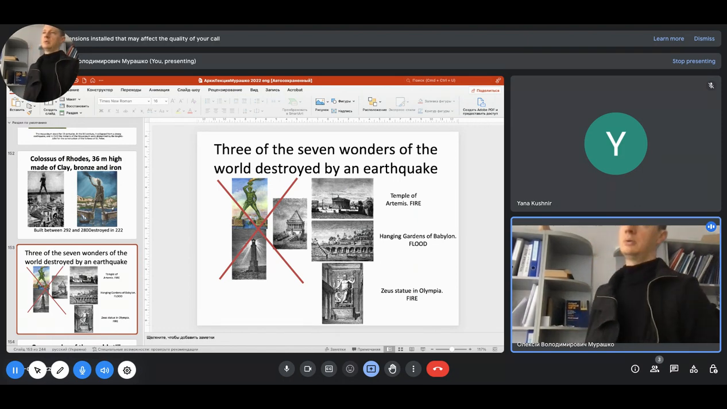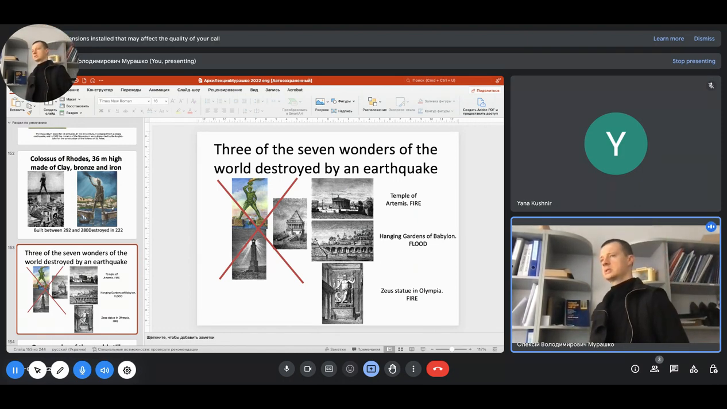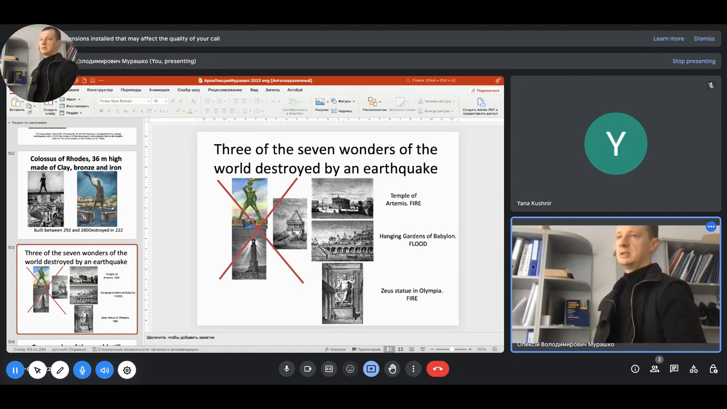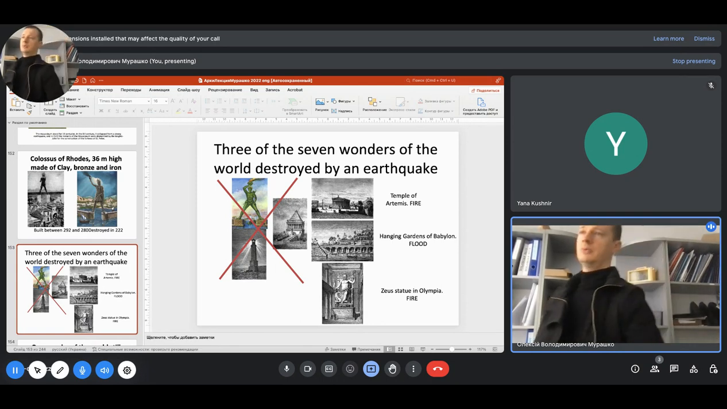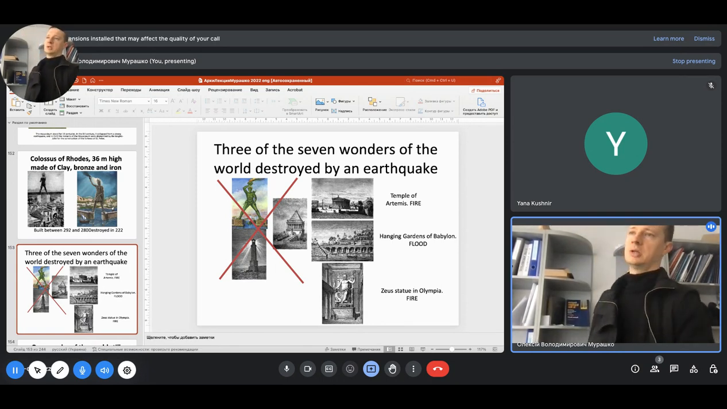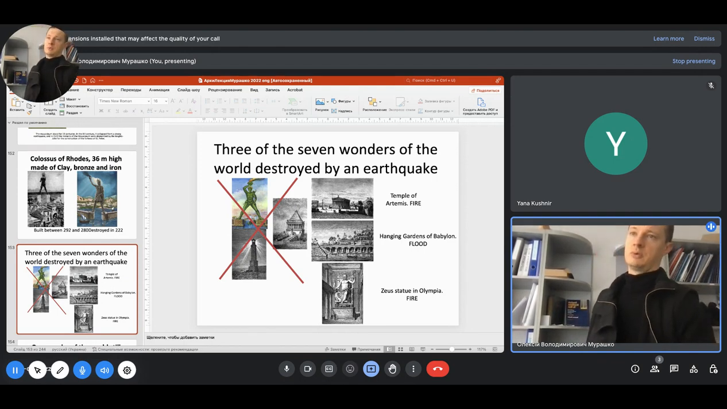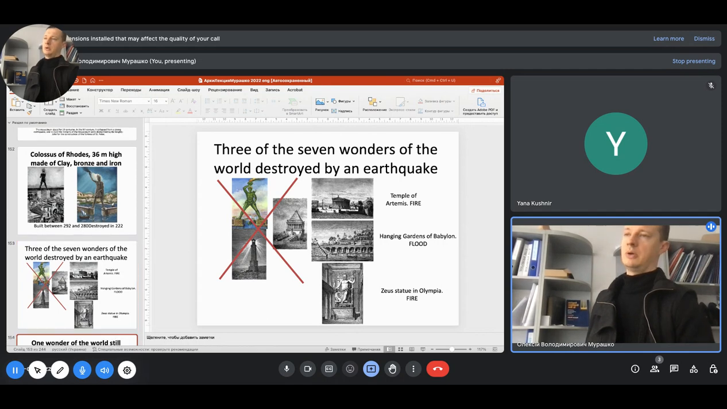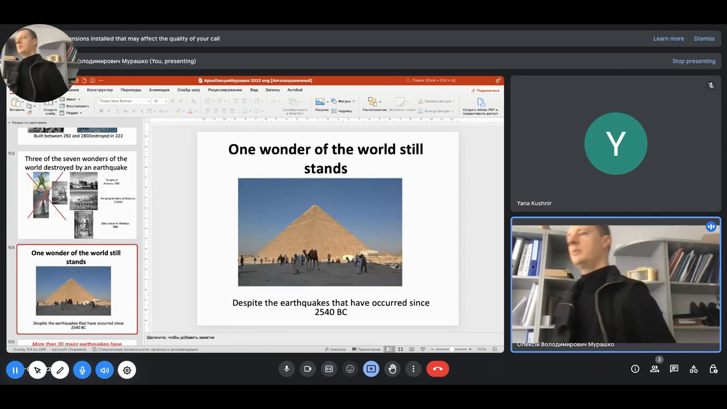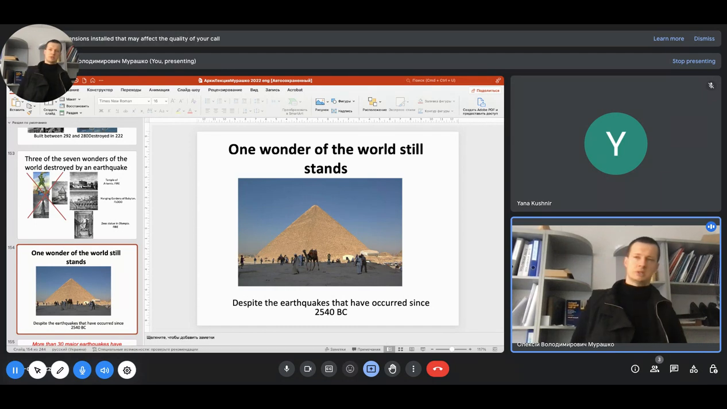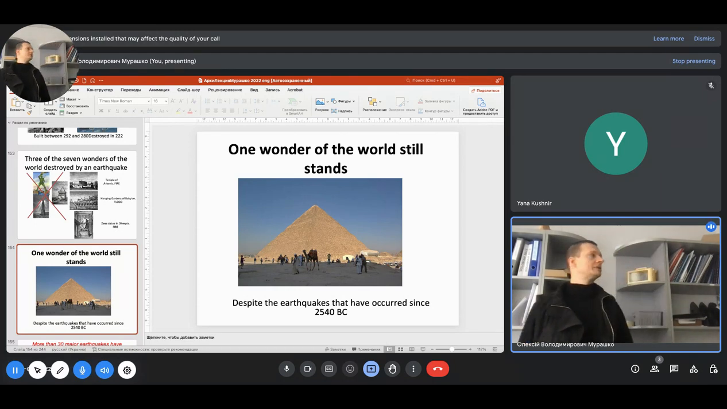Next, three world wonders were destroyed by fires. The Temple of Artemis and this statue in Olympia were destroyed by fire, and the Hanging Gardens of Babylon was destroyed by flood. So 50% of world wonders were destroyed by earthquakes, and we have only one world wonder which survived till our days.